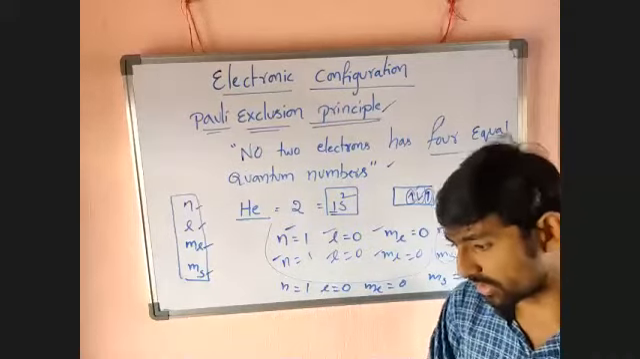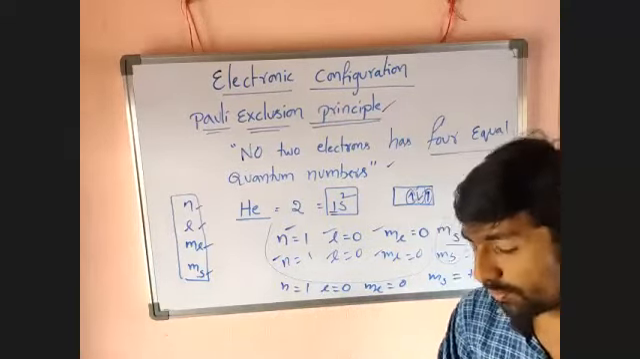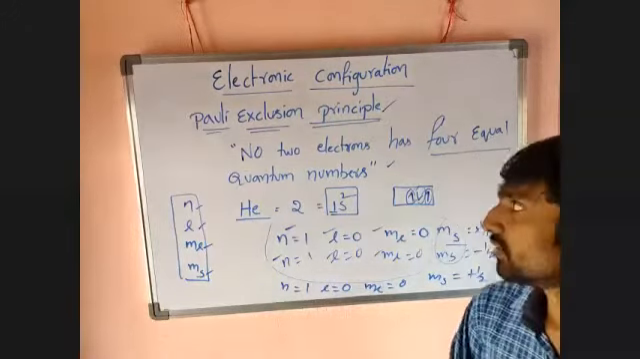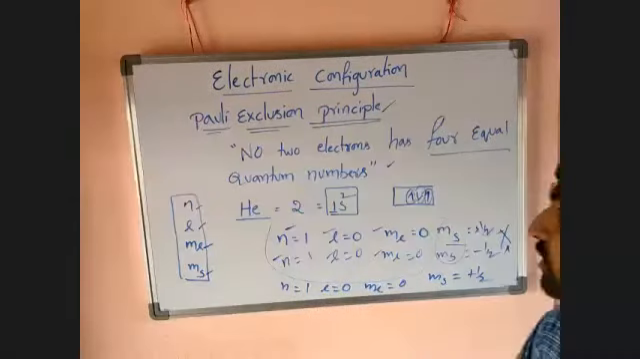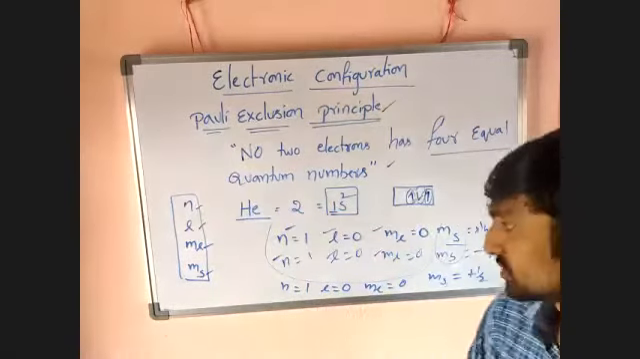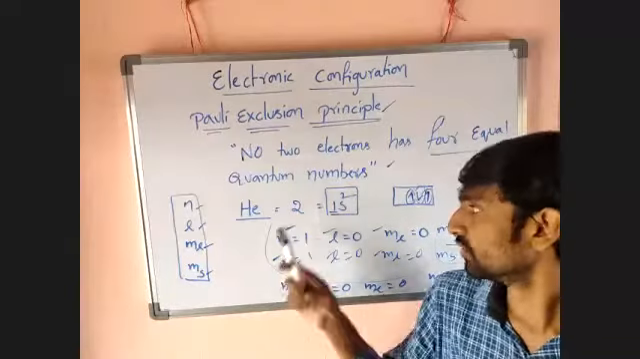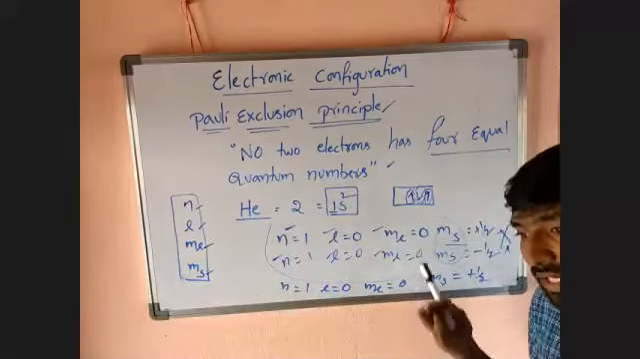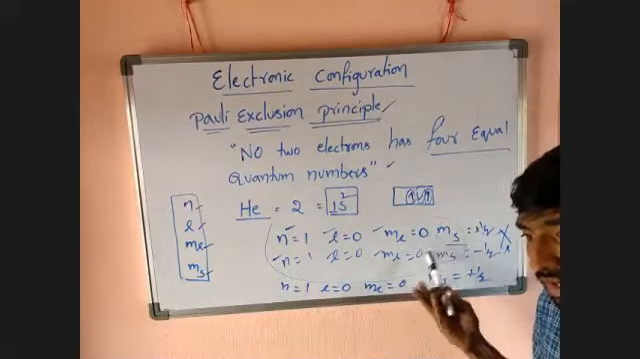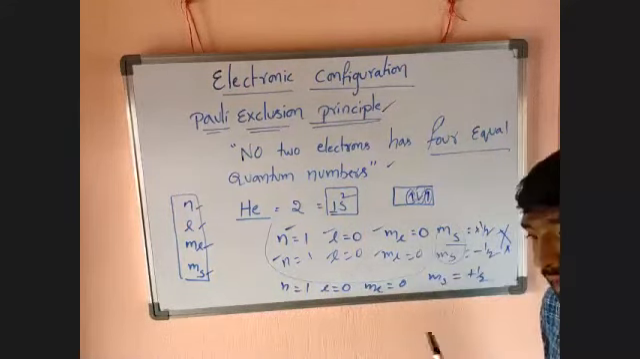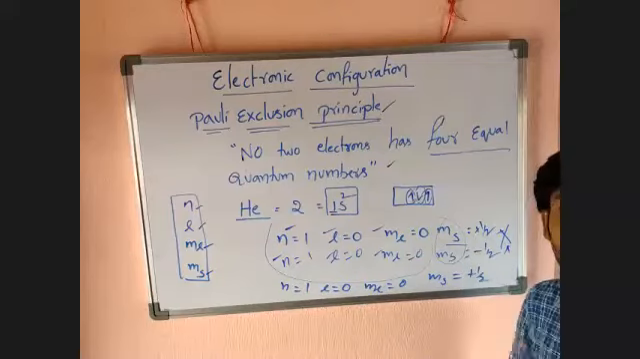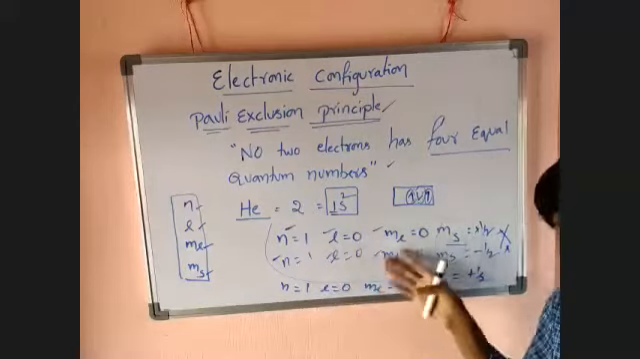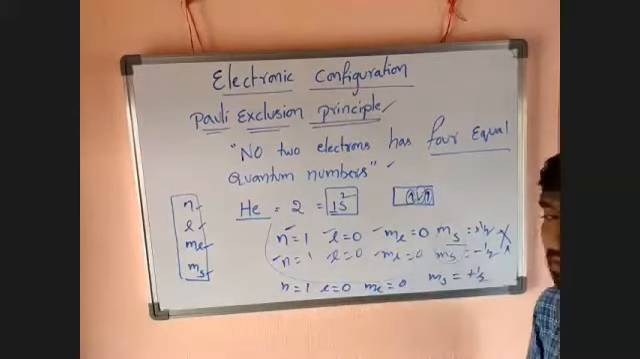To explain electronic configuration, the distribution of electrons, three important rules are there. One is Pauli's exclusion principle. What does it say? No two electrons have four equal quantum numbers. Based on that we arrange like this. From that we know every orbital can accommodate only two electrons. It is important, guys. The first three quantum numbers are equal, but the fourth quantum number is different.